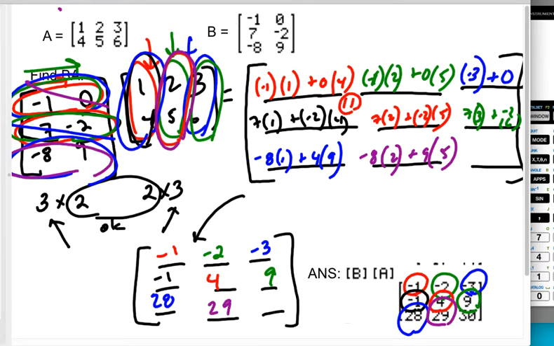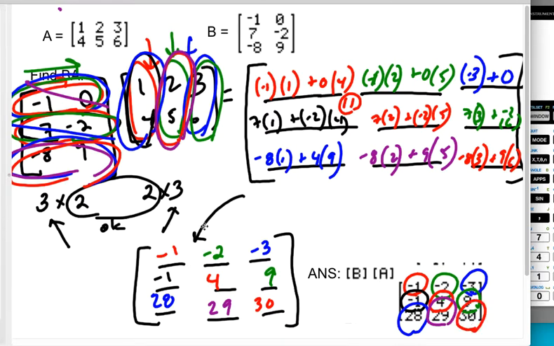And then the very last one, which I guess we've already been doing a lot of red, so let's just go for red again, is the negative 8 and the 9 times the 3 and the 6. This is going to be a negative 8 times the 3 plus the 9 times the 6. It's a negative 24 plus a 54, so that's a 30, and sure enough, that's my answer. So that's how matrix multiplication works.